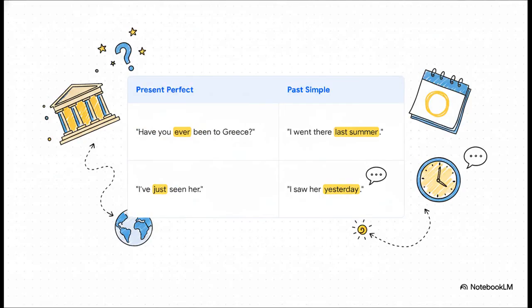And this is so cool. You can see right here how these two tenses actually work together in a normal conversation. You often start with the present perfect to open up a topic about life experiences, right? Have you ever been to Greece? Then, once the topic is open, you switch to the past simple to give the specific, finished details. Yeah, I went there last summer. See how they dance together?